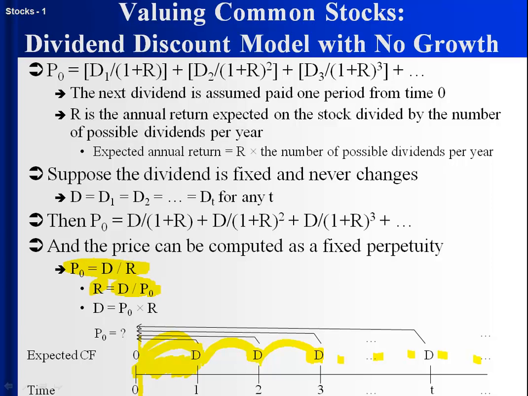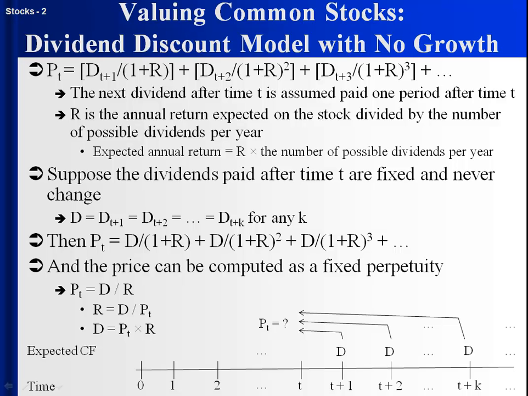And if you know that you have a stock that pays dividends that are fixed forever and ever with the next one in a period, and you know what the return per period is, and you know what the price is, you can figure out what that dividend is. Again, it's just through algebra, but you have unique expressions for each of the elements of the equation P0 equals D over R.